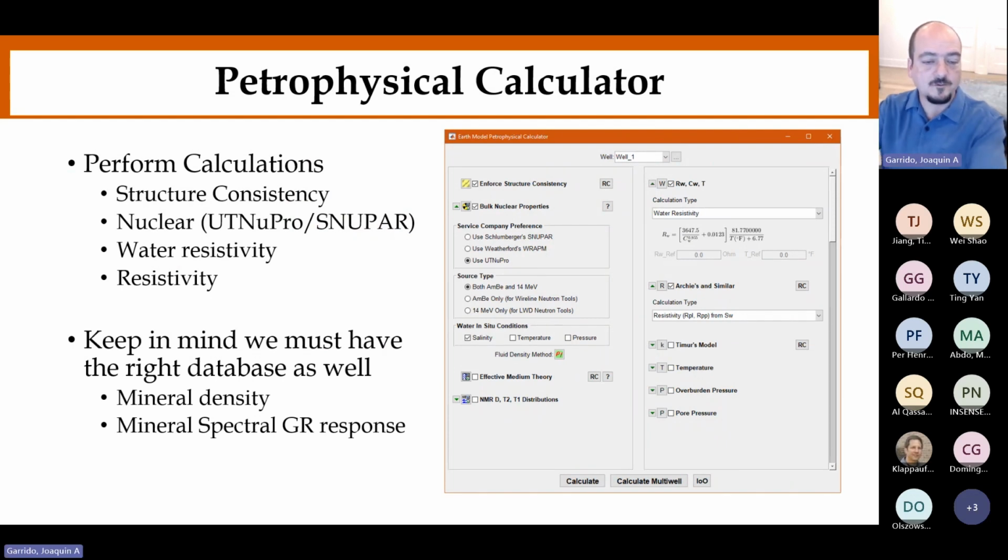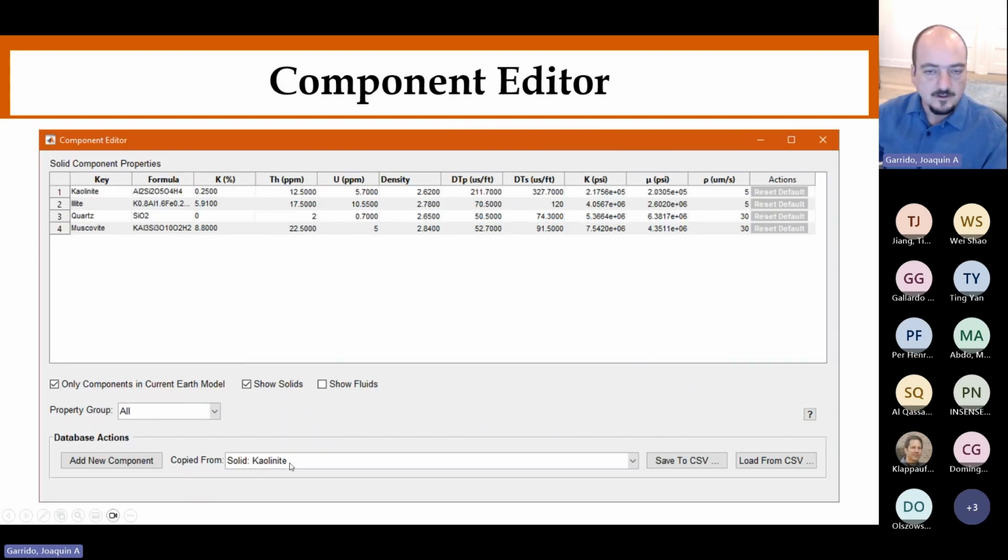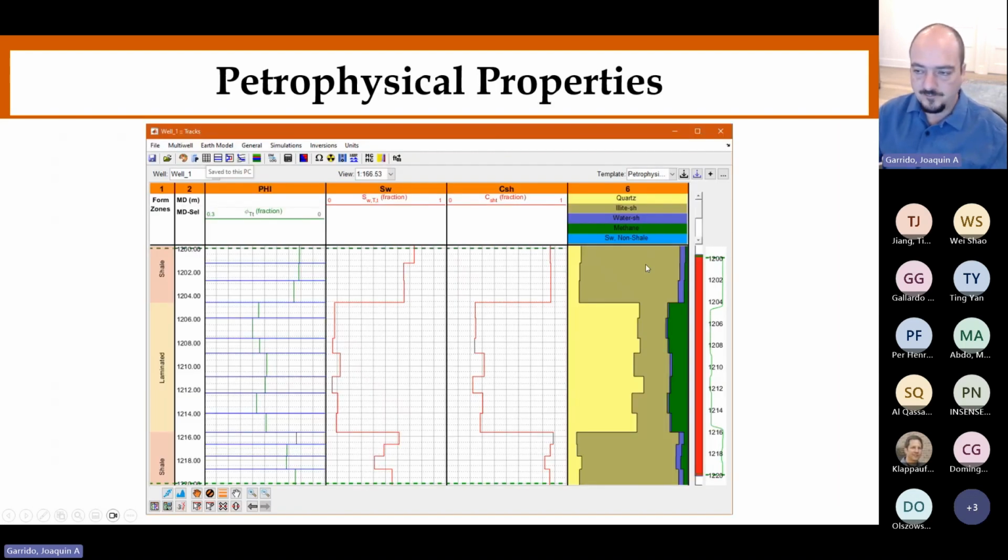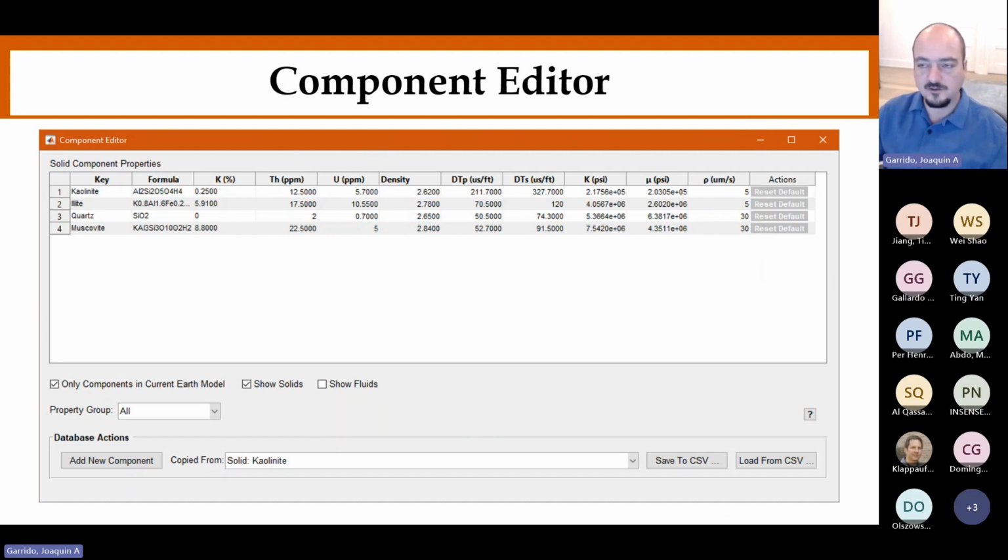Keep in mind that we must have the right database as well, meaning the right mineral density, the right mineral spectral gamma ray response, and so on. The way that database looks like is something like this. This is the component editor for solids. You have the name, the formula, and then you have the density, the spectral gamma ray, and you have another number of properties, very similar for fluids. This is where you need to make sure that it's consistent with the field that you're working on.